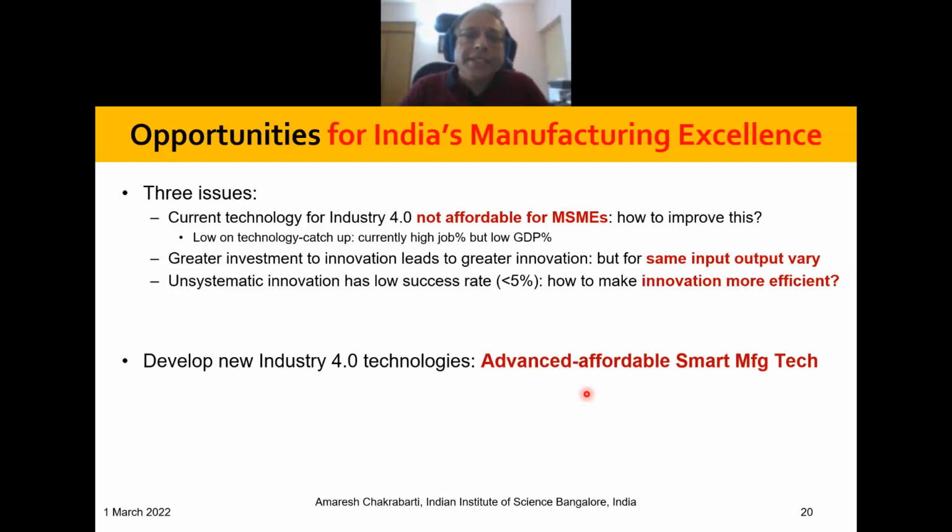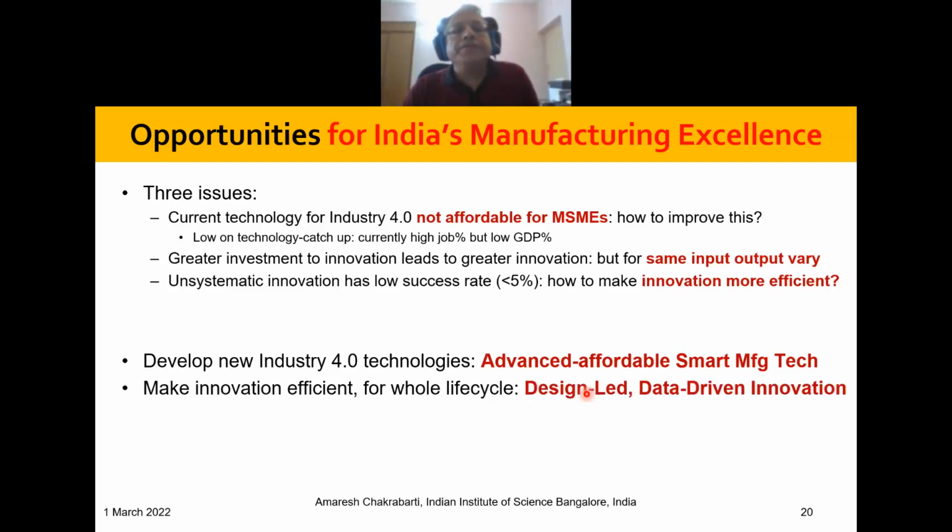So these are my proposals or recommendations. One is that we have an opportunity to develop new Industry 4.0 technologies, and I call these advanced affordable. If you want to make something really affordable, let's say 10 times cheaper, and still provide the same kind of output, then this is not something that can be done by little optimization here and there, cutting corners. We need to look beyond what is currently available, look for new technologies, new ideas, new designs, and so on. So therefore, it has to be advanced. We need to look at the new horizons of technologies and bring them together.